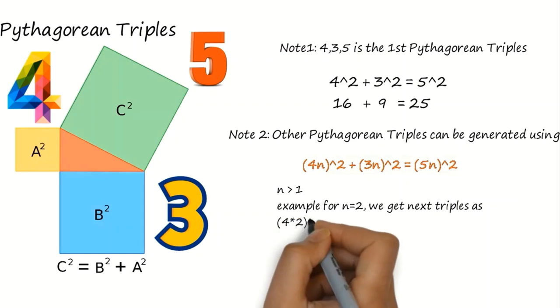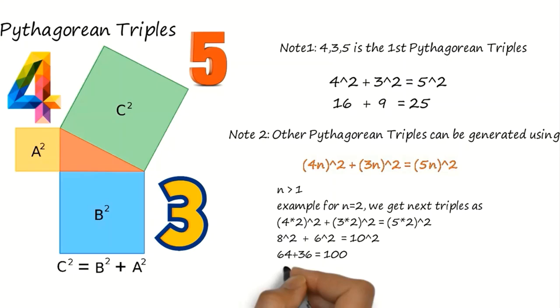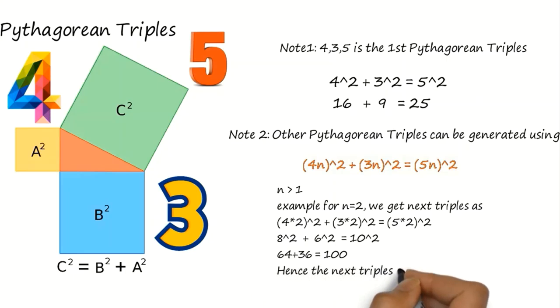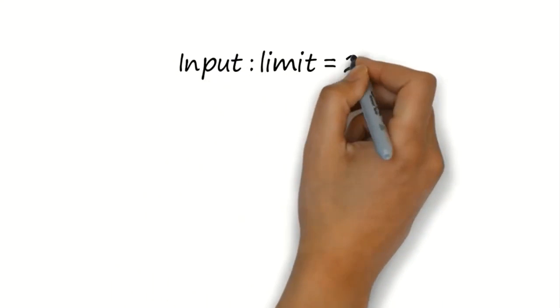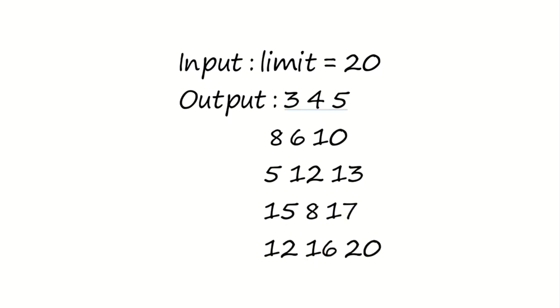Let us consider an integer n greater than 1. We will get 3n, 4n and 5n, and this is true because 3n square plus 4n square equals 5n square. So for n equal to 2, we will get 8, 6 and 10, which gives 64 plus 36 equal to 100. Hence the next triple is 8, 6 and 10. Now, within a given limit of 20, we have generated the first set of triples 3, 4 and 5, and also calculated the next set, 8, 6 and 10.